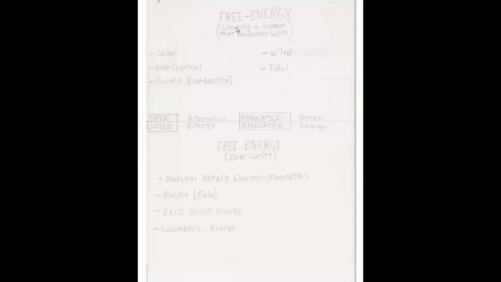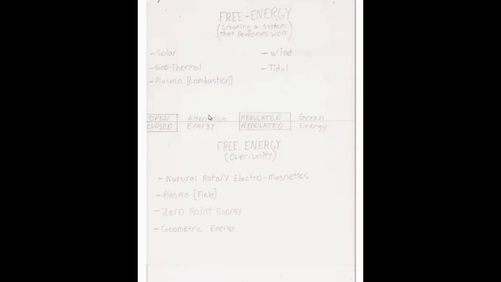So here's free energy, how the government saw it and how they got everybody on it: free-dash-energy, which is simply creating a system that performs work. That's what it means. A bicycle is a free energy device. Our bodies do free energy. It creates more energy than the food we ingest, depending on how fit you are, right? So here's what it was under.